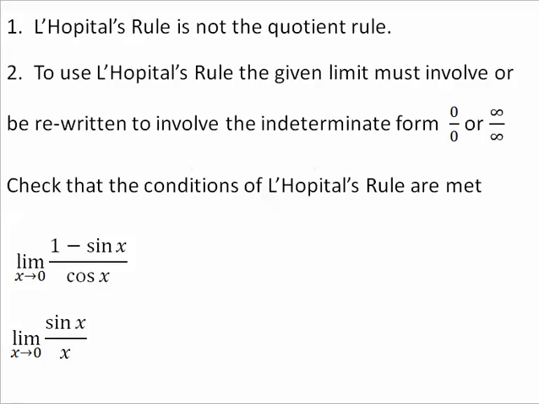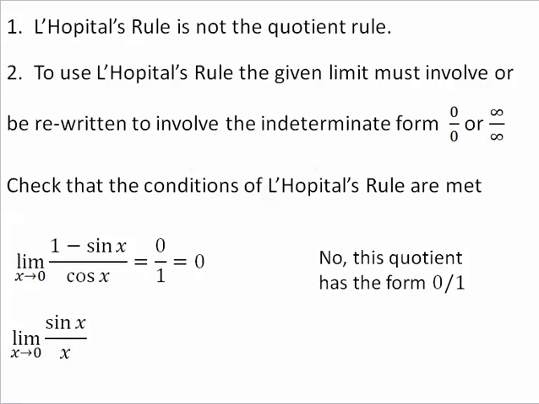Now let's just look at these two limits. Check that the conditions of L'Hopital's rule are met. In the first case, no. The conditions are not met because I have a quotient that has the form 0 over 1. And in fact, this first limit can be found with direct evaluation. The numerator is going to 0. The denominator is not going to 0. The denominator is going to 1. And 0 over 1 is just 0.